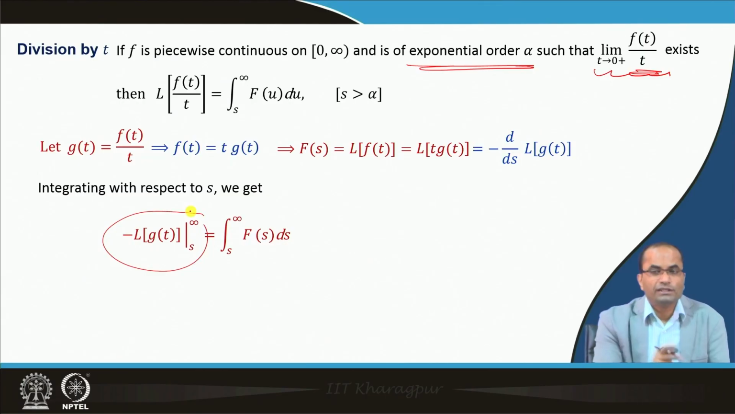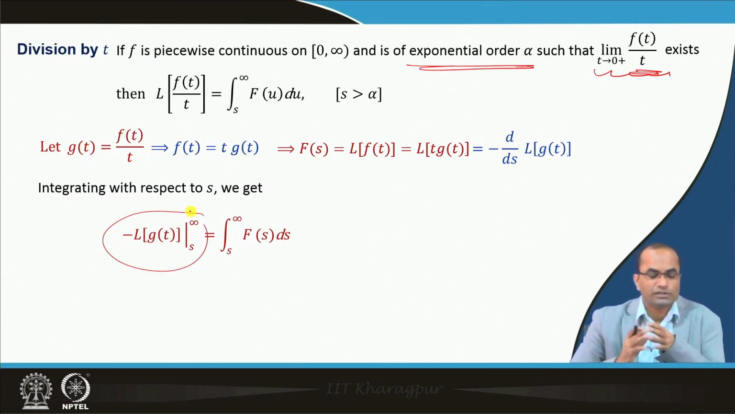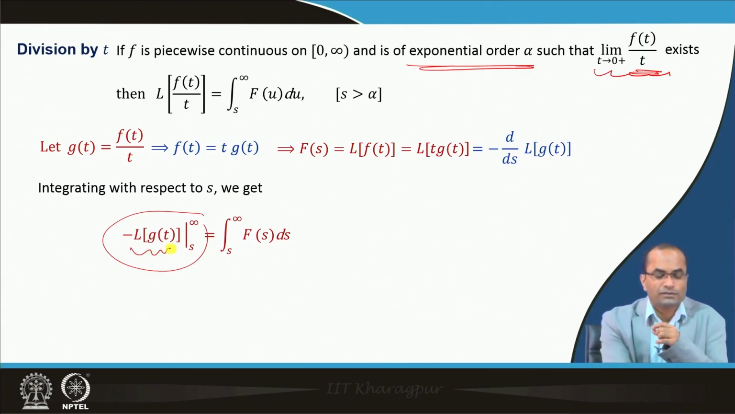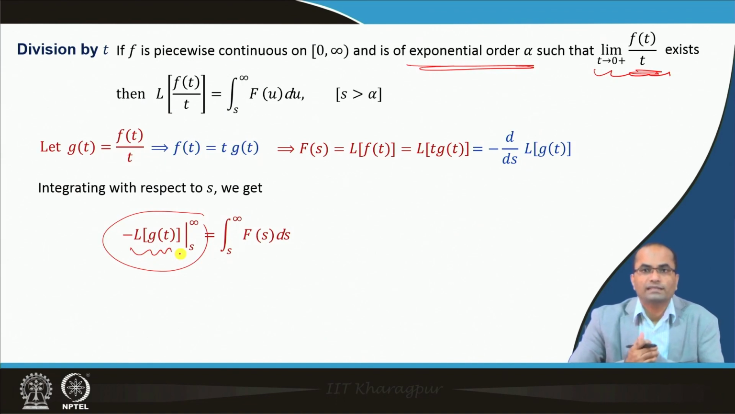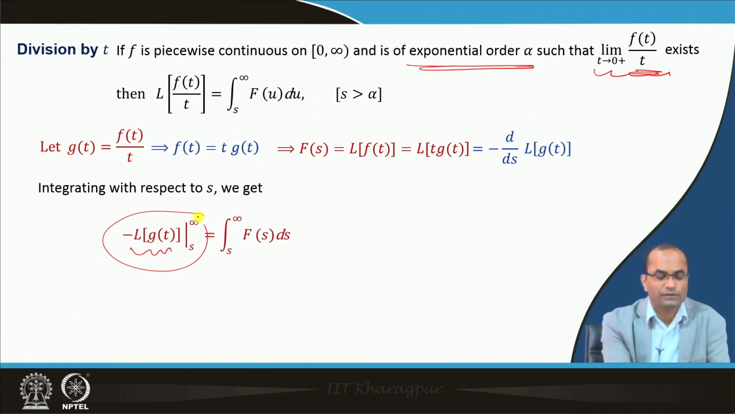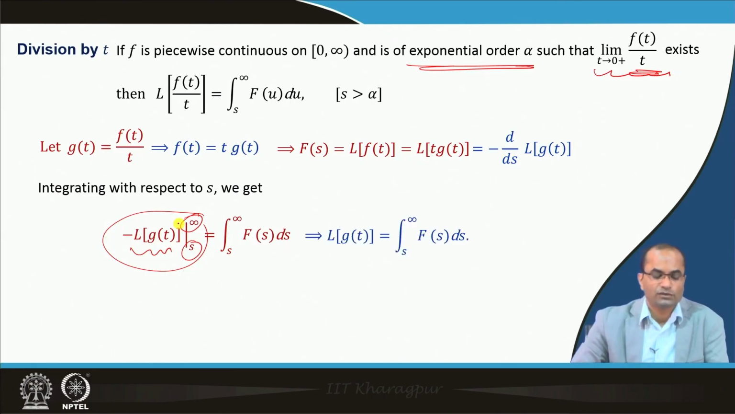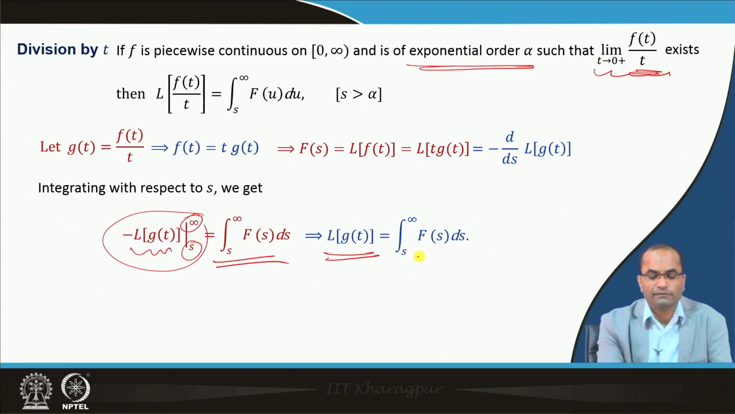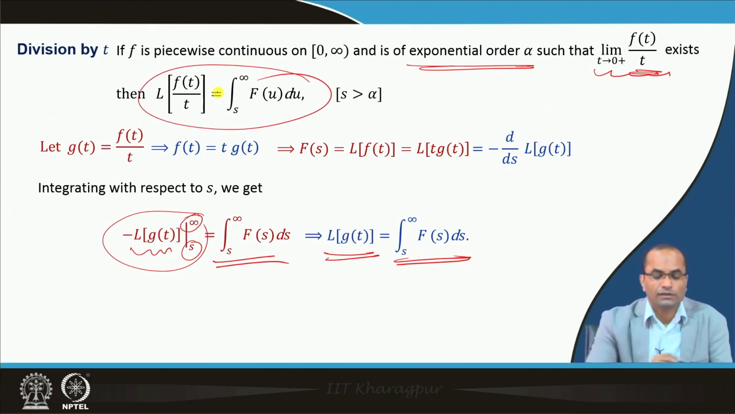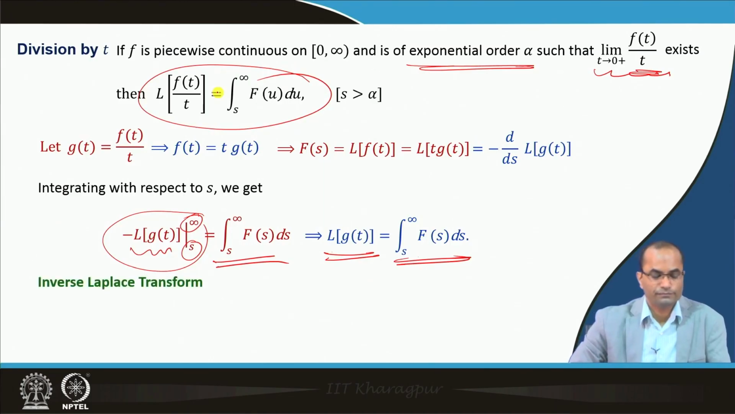So, having g(t) as a piecewise continuous function of exponential order, its Laplace transform will go to 0 as s approaches infinity. So, the first limit here will be 0, and then when we substitute s, we have simply the Laplace of g(t), and on the right hand side we have the integral from s to infinity of F(s) ds, and this is the result we want to prove.